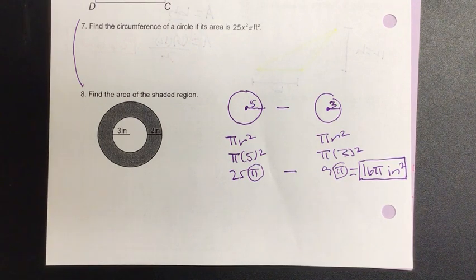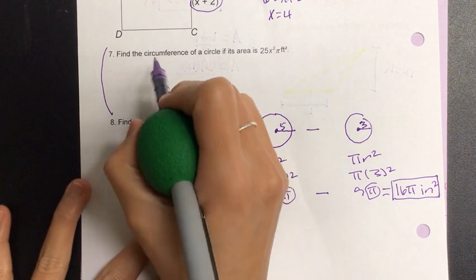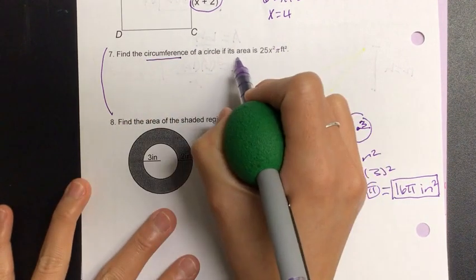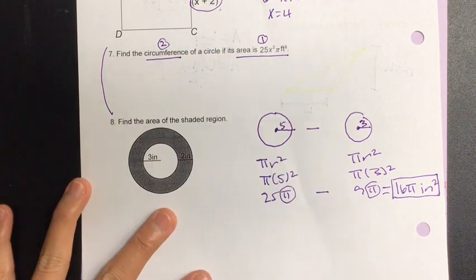Got it. This problem is a circle. Your final answer on number 7 is going to have some number, some pi, and some x. All right, so let's go over this. So they're asking us to find the circumference given the area. So we have to worry about the area first and then move on to the circumference.